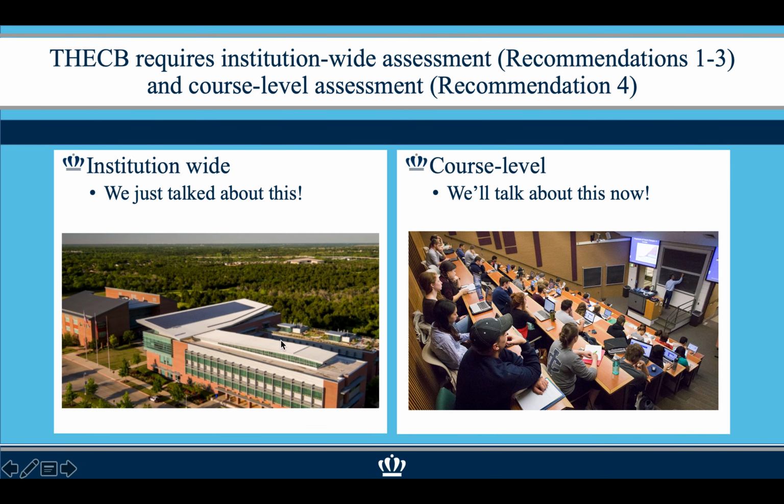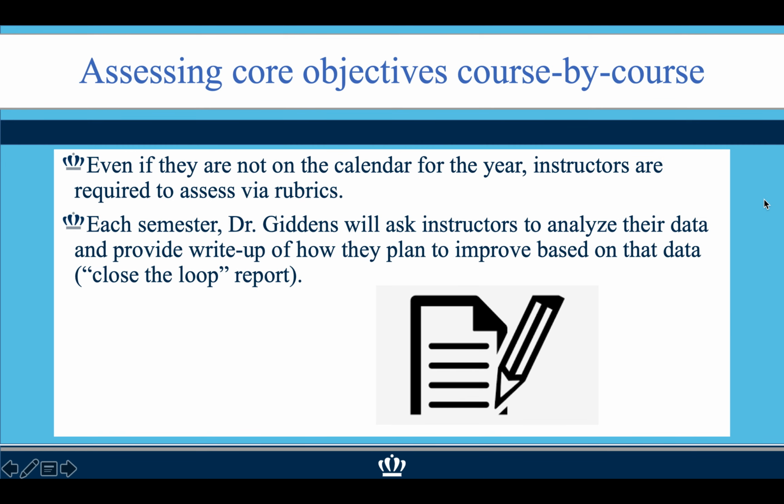So we've talked about institution-wide assessment. Now we need to talk about course levels. This is just for one course. Institution-wide is gathering all the data to be able to make changes on an institution-wide basis. Course level is more on the micro level. It's how one instructor uses the data from his or her class to make changes to that particular course. Even though the core objective might not be on the calendar for that particular year, instructors are required to assess via those rubrics every single semester that they have that class.